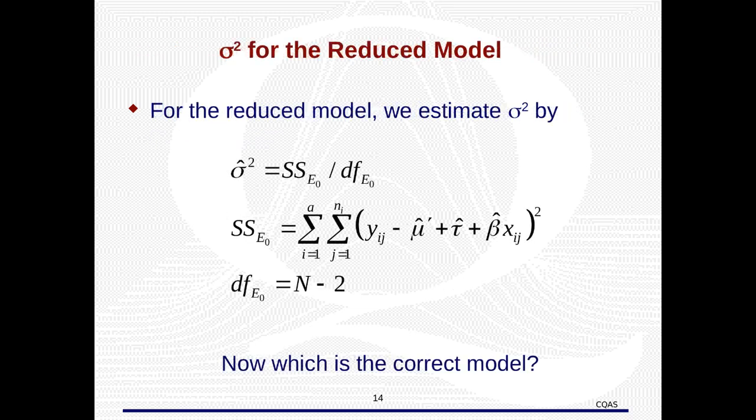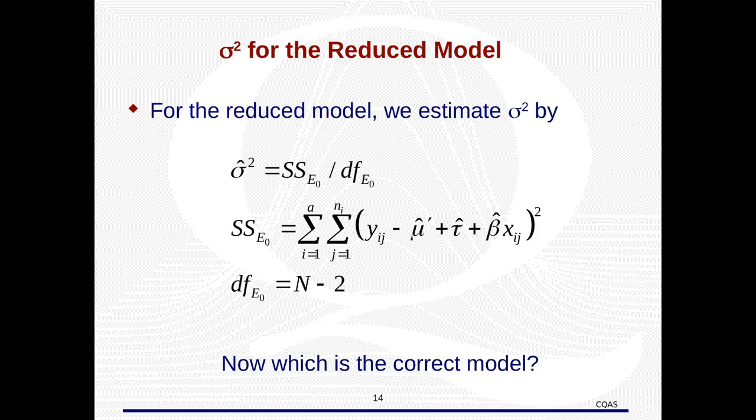Having established the least squares estimates for our reduced model, we now turn to estimating the error variance, denoted sigma squared, which quantifies the unexplained variability in our model. This estimate is derived from the residual sum of squares specific to the reduced model, divided by its corresponding degrees of freedom. With both the full and reduced models now fully specified, we face a fundamental question: which model is more appropriate for our data?